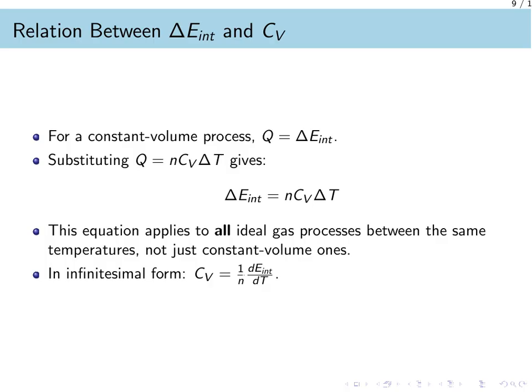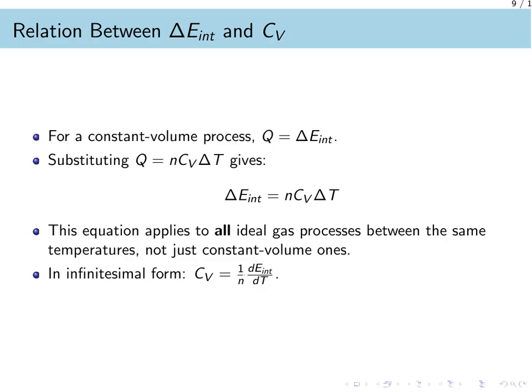For a constant volume process, we know heat equals the change in internal energy. By substituting our heat definition, we find that the change in internal energy equals n times C sub V times the change in temperature, delta T. While we derived this from a constant volume path, it actually applies to every ideal gas process between the same two temperatures, because internal energy is a state variable.